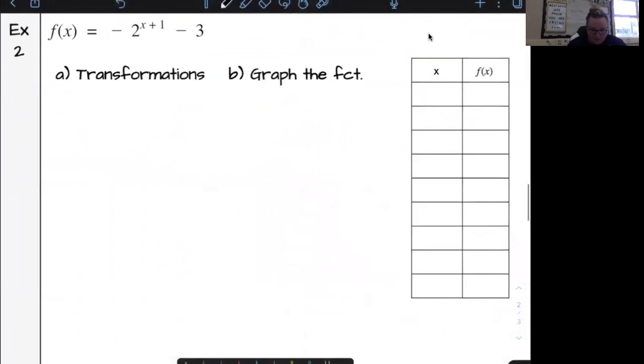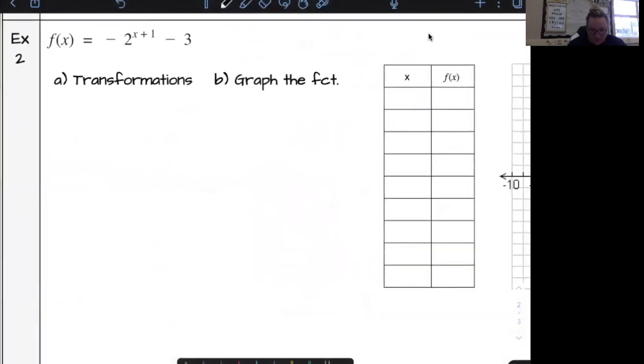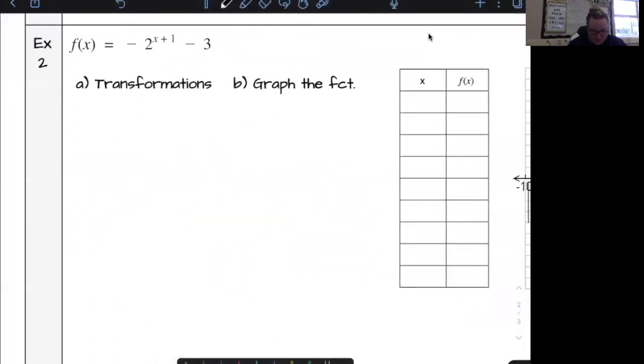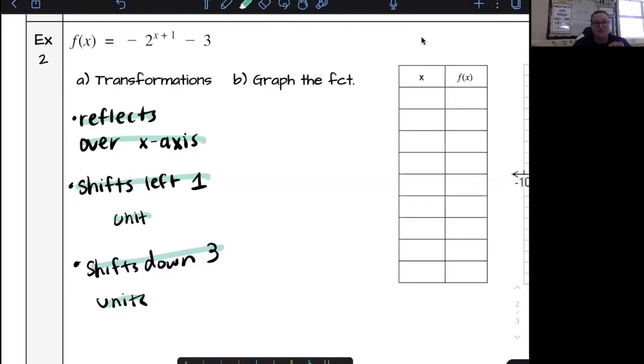Now, why don't you go ahead and try out the next example on your own. Describe those transformations and then graph the function. As you can see, we have 3 transformations. First of all, our graph reflects over the x-axis because of this negative. It shifts left 1 because 1 is being added directly to x, and then it shifts down 3 because of this -3 from the whole function.